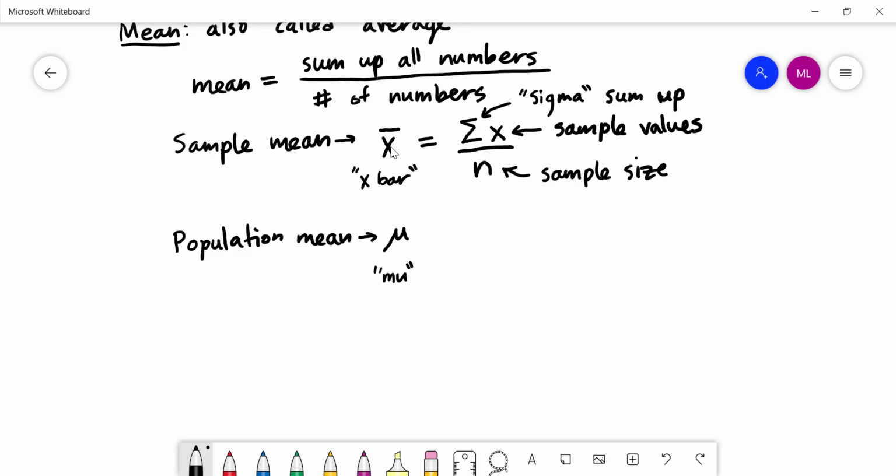So this is the formula. It's x bar equals the sum of all the x's divided by n. This is a shorthand way of writing what we wrote in words up here.